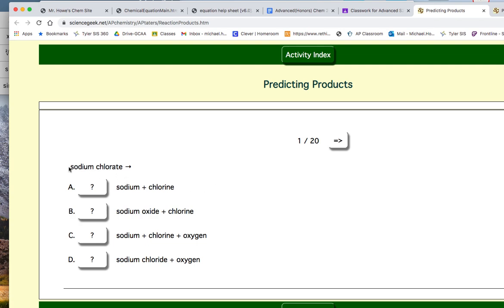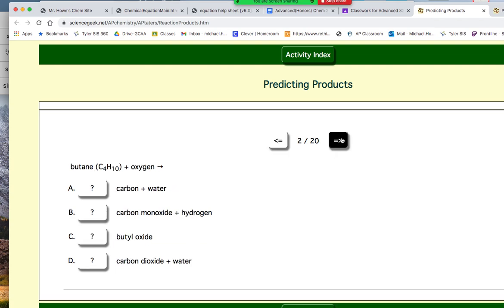So this is sodium chlorate. It's got an arrow. Is it synthesis, decomposition, double replacement, single replacement, or combustion? Those are the 5 types that we categorized last week. So which kind of reaction is that? Decomposition? Yes, because there's one thing making 2.